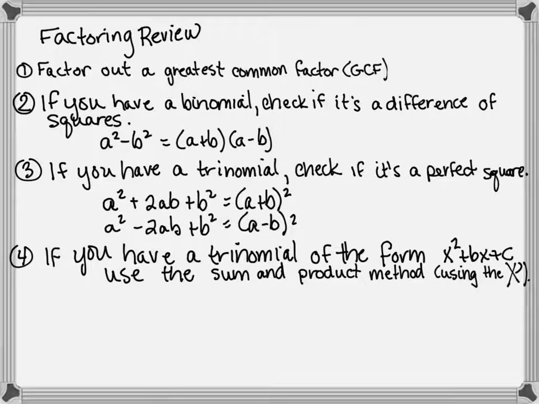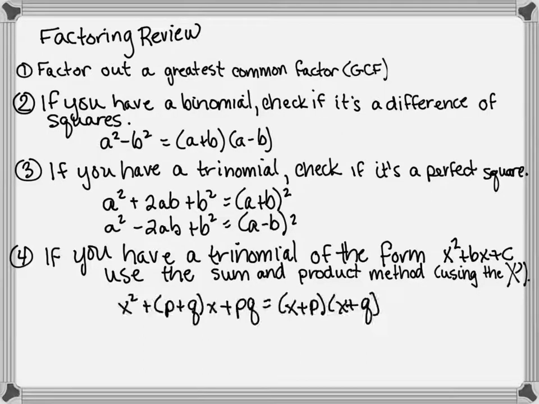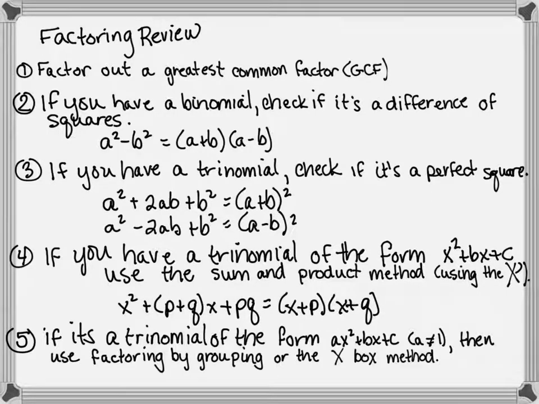If you have a trinomial of the form x squared plus bx plus c, so a is equal to 1, use a sum and product method using the x. And if it's a trinomial of the form ax squared plus bx plus c, where a does not equal 1, then use factoring by grouping or the xbox method.